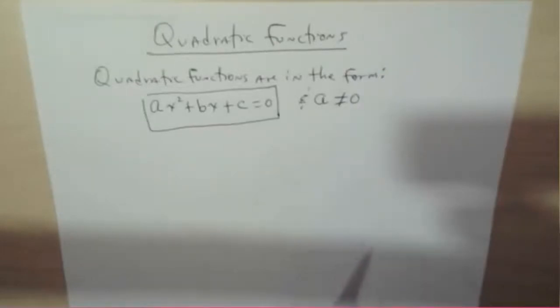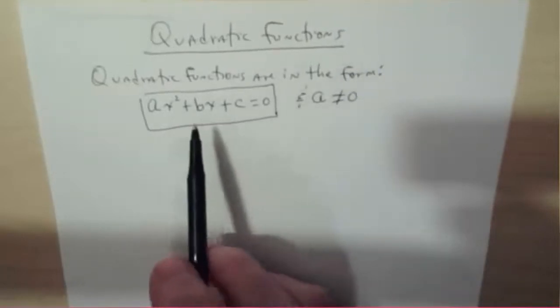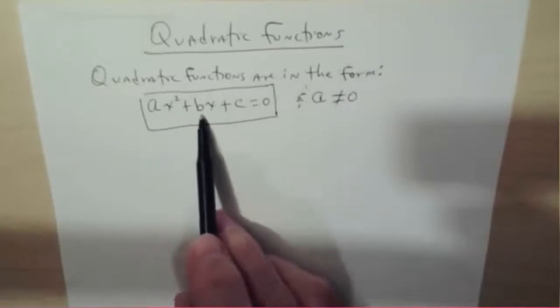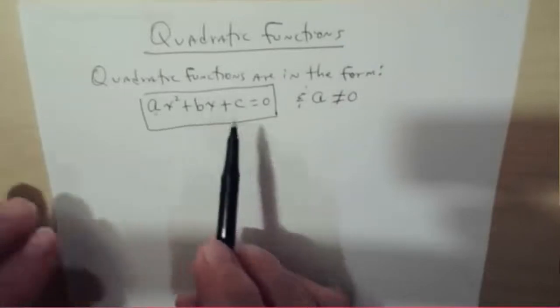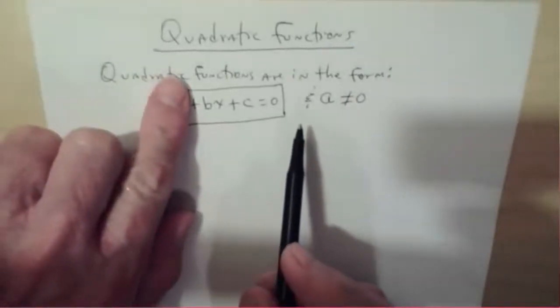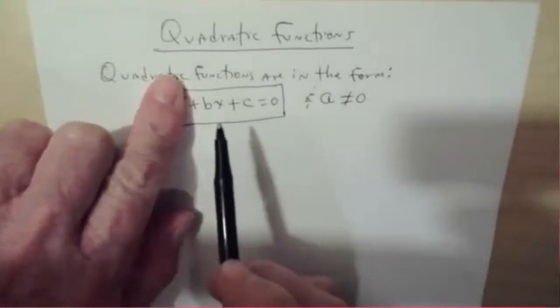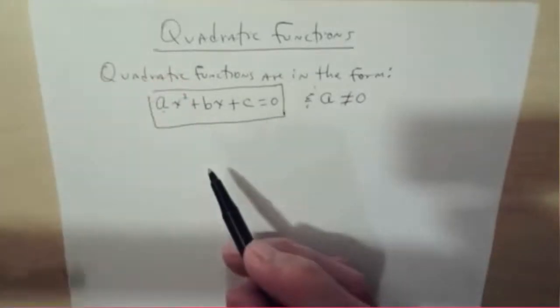Okay, today we're going to talk about quadratic functions. Now, quadratic functions are always in the form, I think we talked about this the other day, ax squared plus bx plus c. And a cannot be 0. If this was 0, then you'd end up with bx plus c, which is a linear equation.